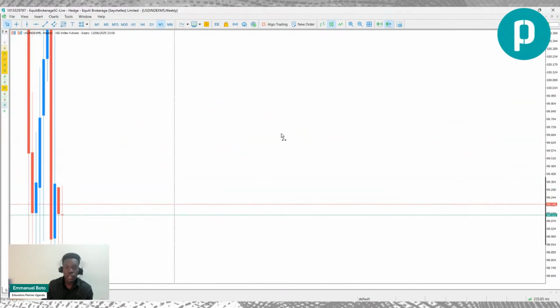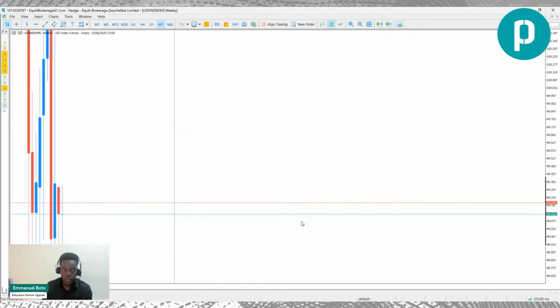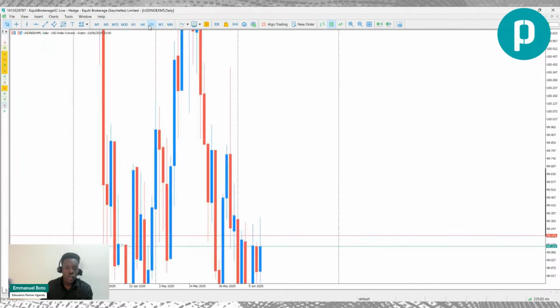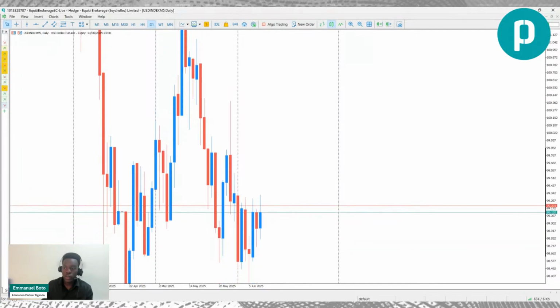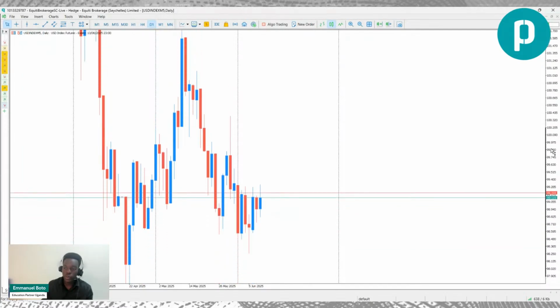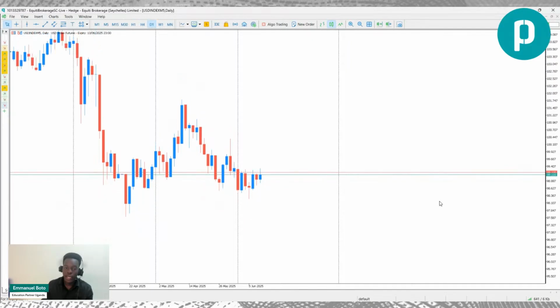So let me just get this chart. All right, so let's look at this from a daily perspective first, then we shall try to break out what the US dollar is likely going to do.